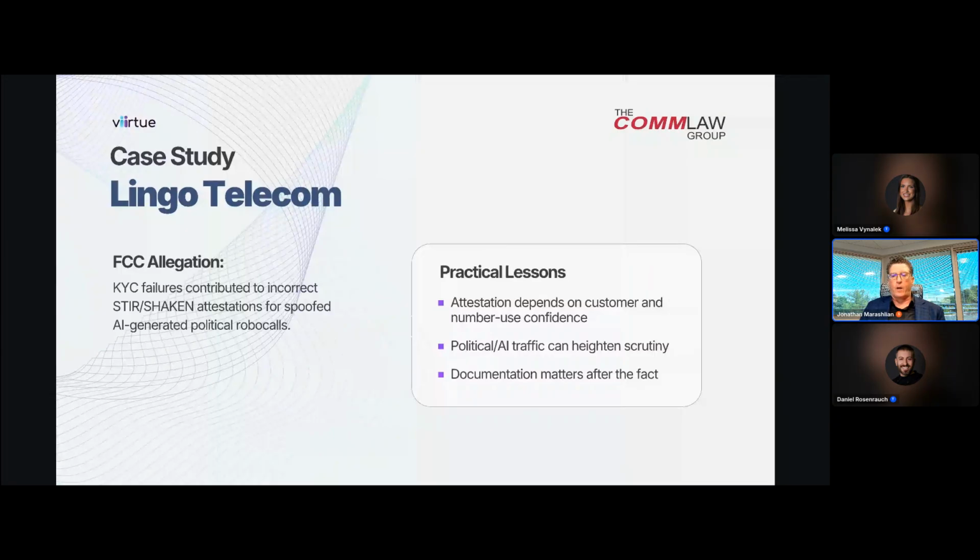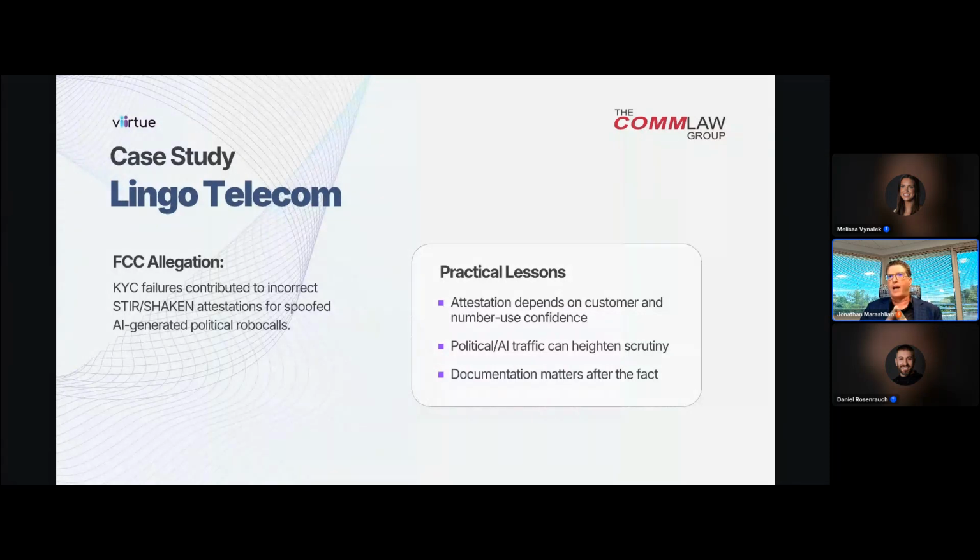Now, when we talk about Lingo, we should be careful. An allegation is not the same thing as a final adjudication on every disputed issue. The case also later settled, but for our purposes, the practical lesson is clear. Attestation depends on customer and number use confidence.